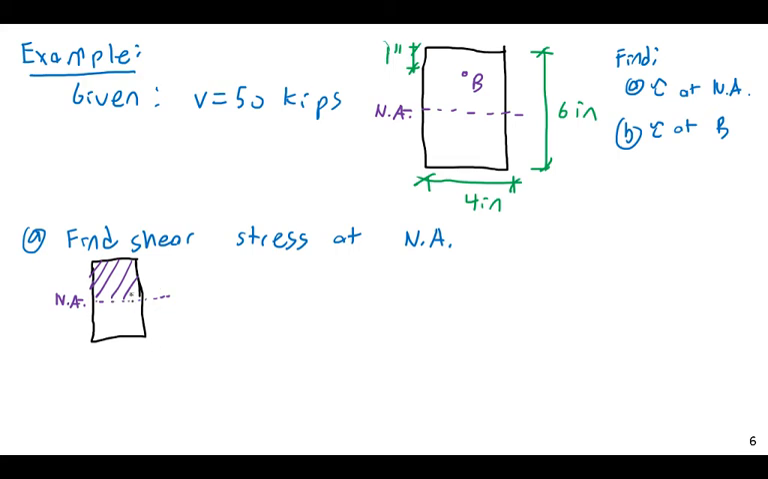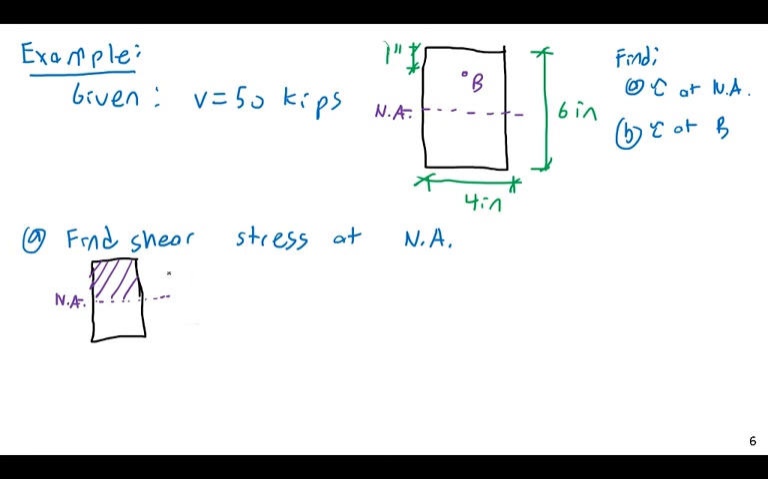Okay, so maybe that's not the best way to explain it. Maybe I would more say it's actually the more area you have below, the lower the shear stress will be. Or the less area you have above, the higher the shear stress will be for normal bending. I think that makes a little bit more sense.